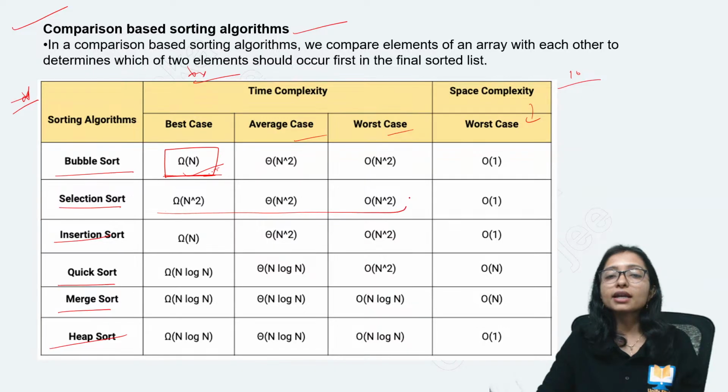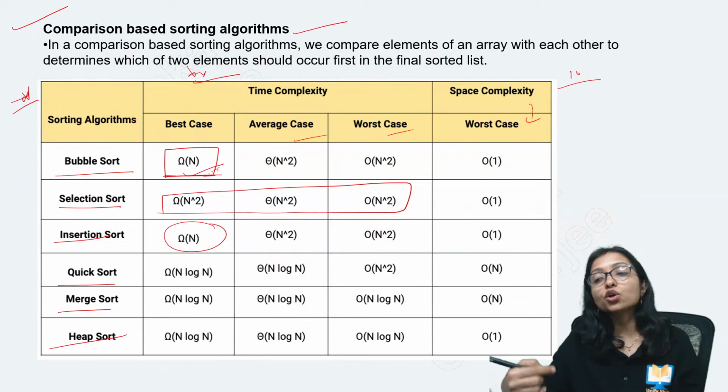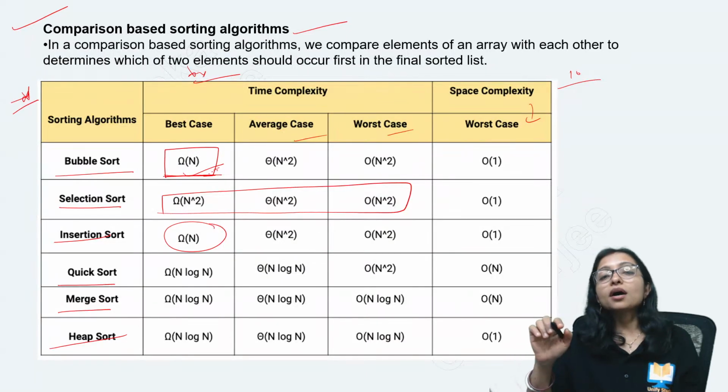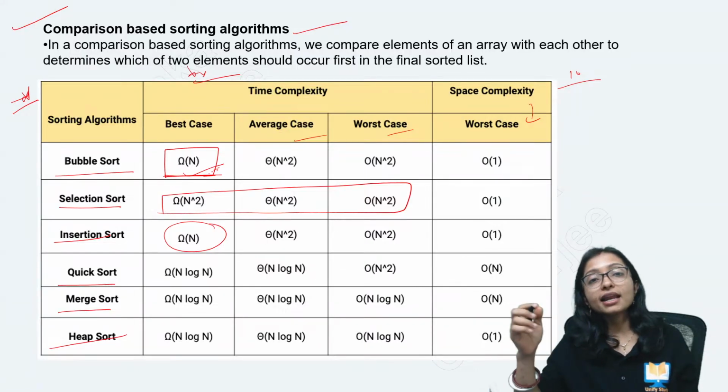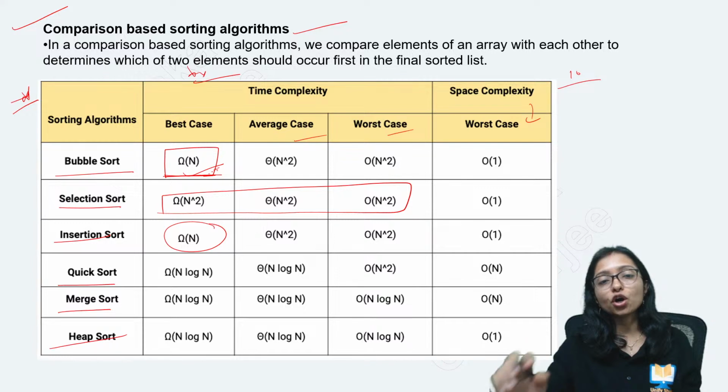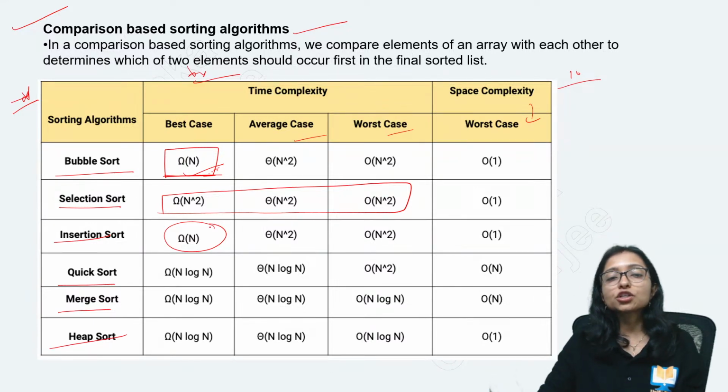Selection sort, all are n square. Insertion sort, best case is n, because the inner loop will not run. Here we are running a while loop, checking whether there is any change or not. If there is no change, then the inner loop will not work. That's why insertion sort's best case is n.